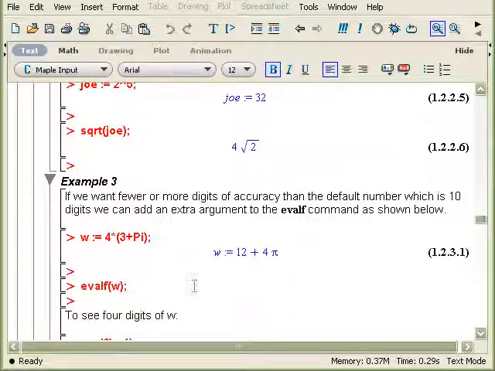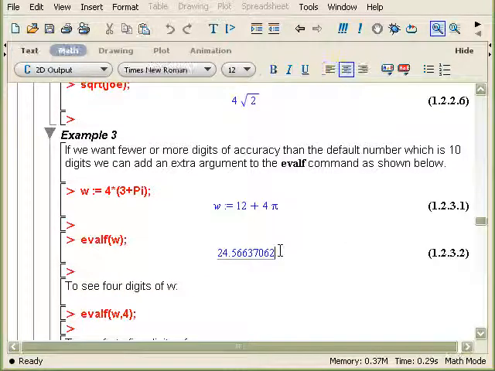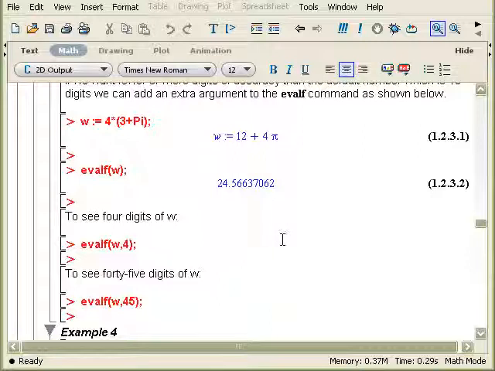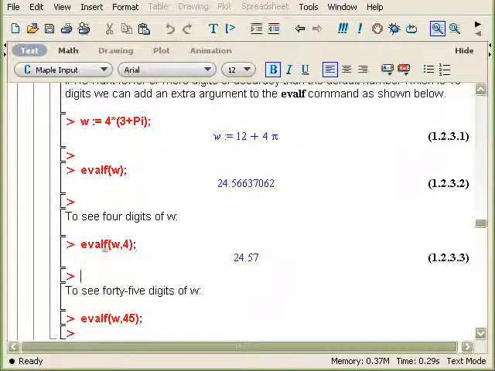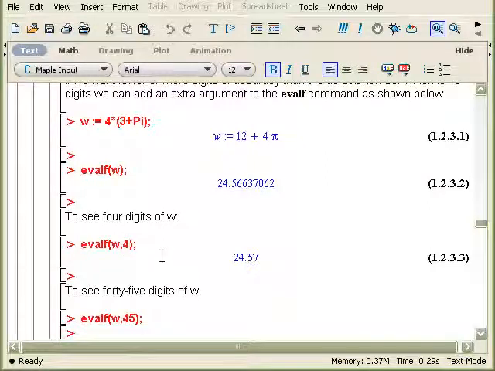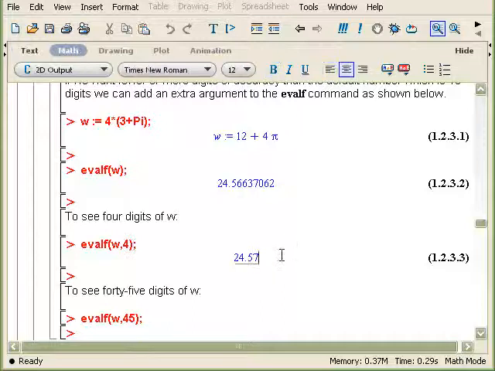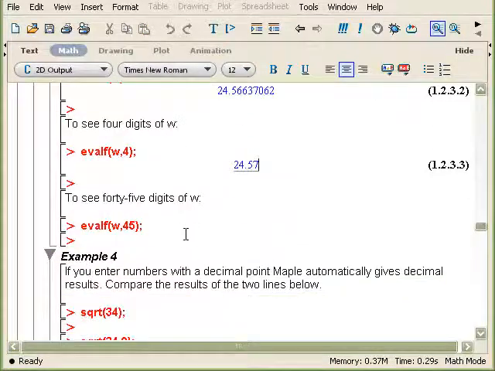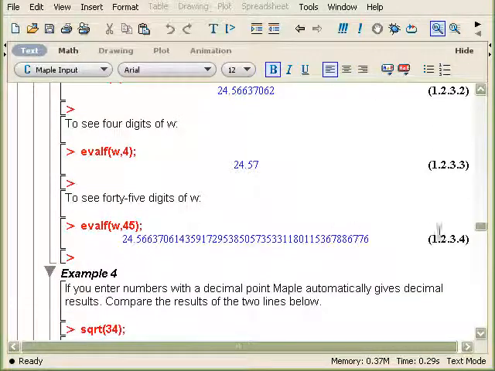W, if W is that, then evalf of W is like this, another 10-digit number. But for some reason, maybe you don't need that much accuracy. And how about this? Now you see the difference between just W inside evalf and with a comma 4. Automatically Maple gives 10-digit results, but you can assign the number of digits. So 4 means we're going to see only 4 digits. How about 45? Yes, we're going to see 45 digits of it.